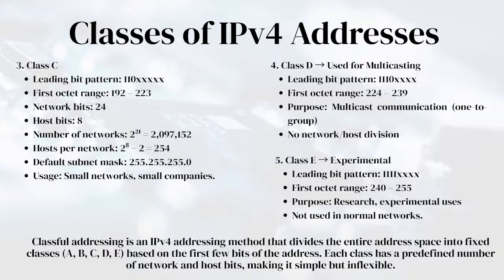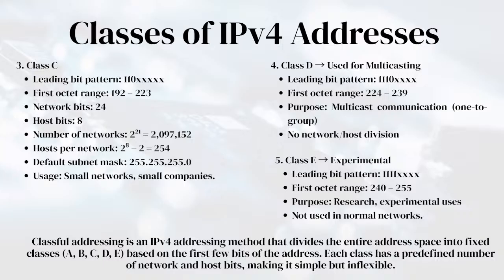Class D is used for multicasting. Class E is used for experimental purposes. When it comes to class D, the leading bit pattern is 1110, and the octet range is 224 to 239. There is no network or host division in this class. And when it comes to class E, the leading bit pattern is 1111, and the octet range is 240 to 255. These are not used in normal networks.